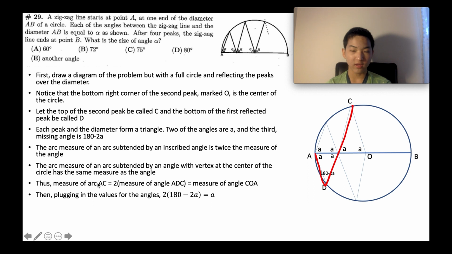we also have that the measure of arc AC is equal to the measure of angle COA, because that is an angle with the center at circle O that subtends arc AC. So then, plugging in the values for the angles, we know ADC is 180 minus 2A. AOC, or COA, is equal to alpha. So we have this equation. Then we can just solve for A. A is equal to 72, which is B.